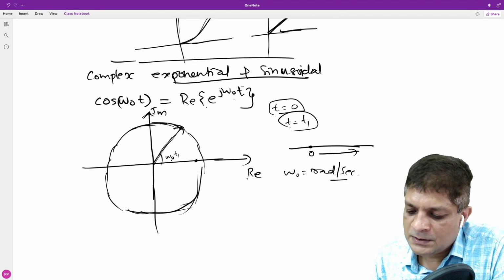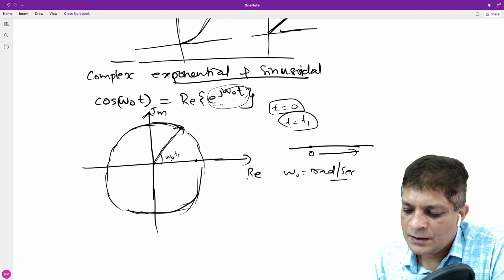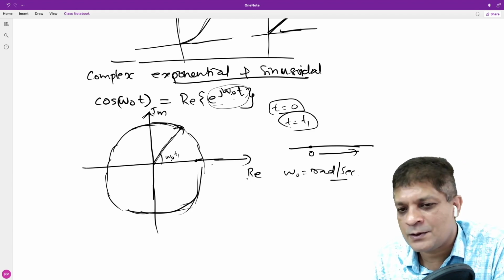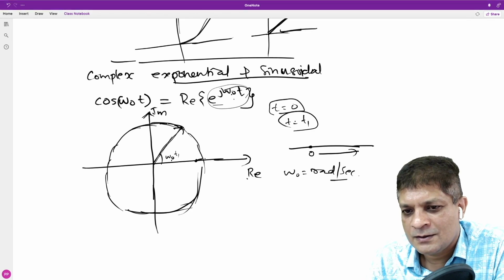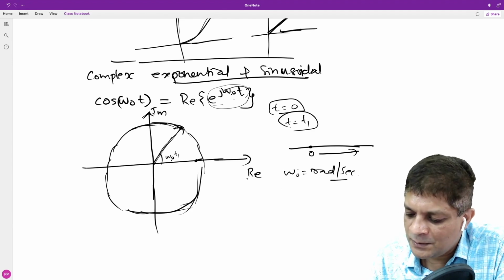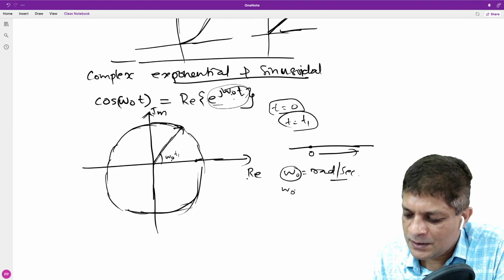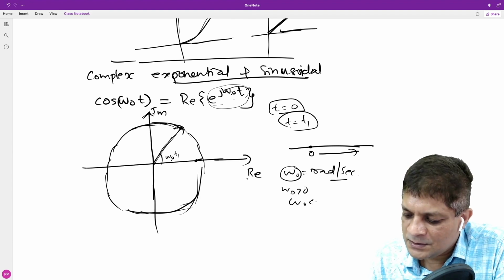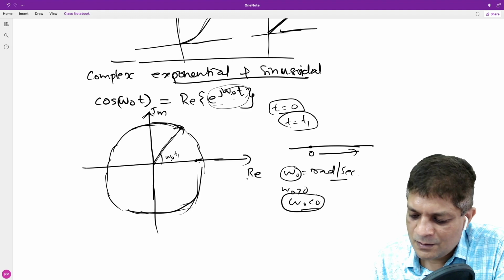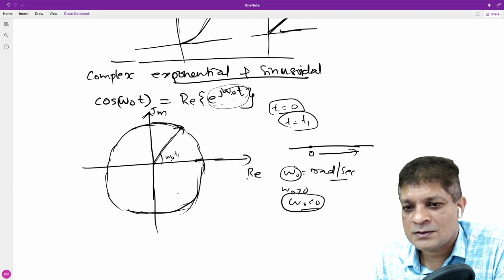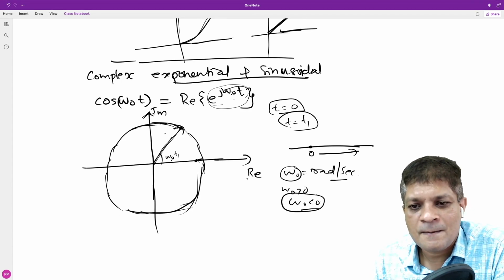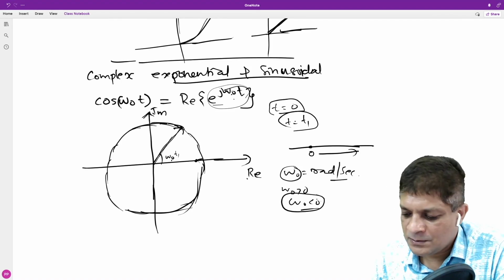Okay, so we can represent this complex exponential signal e to the power j omega naught t as a rotating phasor rotating in the anti-clockwise direction. Is it always in the anti-clockwise direction? Or it depends on the value of omega naught. If omega naught is greater than 0, it is rotating in the anti-clockwise direction, isn't it? If omega naught is less than 0, is it rotating in the anti-clockwise direction or clockwise direction? Yes. So it depends on the value of omega naught.